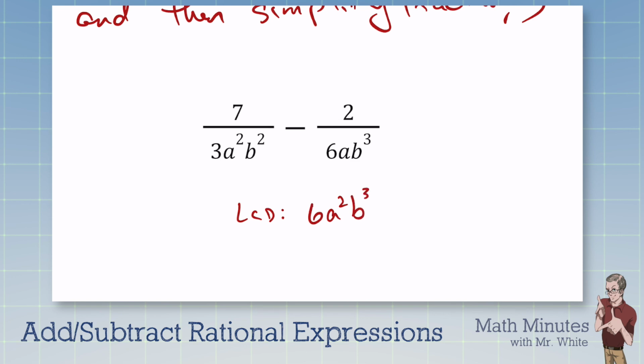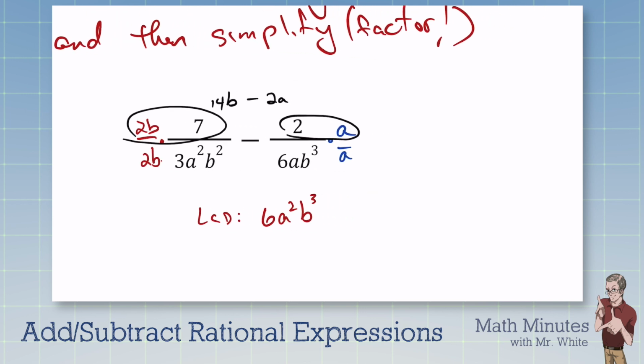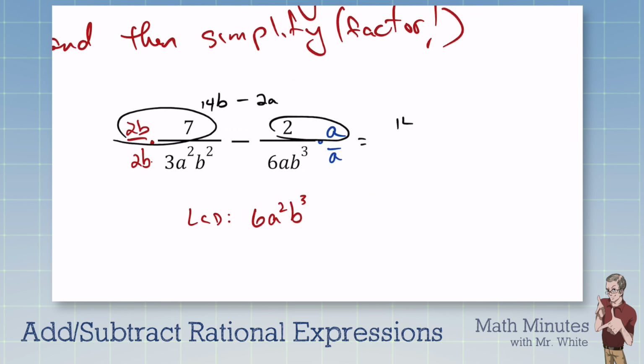So let's introduce the missing factor. The one on the left needs to be upgraded to 6, and it also needs another factor of b. So this needs 2b on the top also. And the second fraction, remember we said it was missing a factor of a there. It needs another one. So we're going to multiply by a over a, and I think that will get them to be the same. So on the top here, this is 14b minus, what do we have here? 2a. So let's move over here. We have 14b minus 2a all over the common denominator, which is 6a squared b to the third, common denominator.